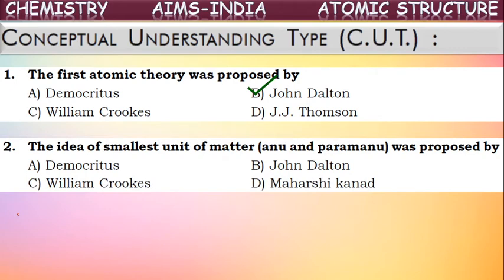Next one, the idea of the smallest unit of matter was proposed by... To avoid a little confusion, they have given Anu and Paramanu in the bracket as hints. Actually, the first concept of the atom was given by, as we said, John Dalton. But in ancient times in our India, our saint Maharshi Kannad gave the idea of Anu and Paramanu. So the concept of this Padartha, Anu and Paramanu, was proposed by Maharshi Kannad.